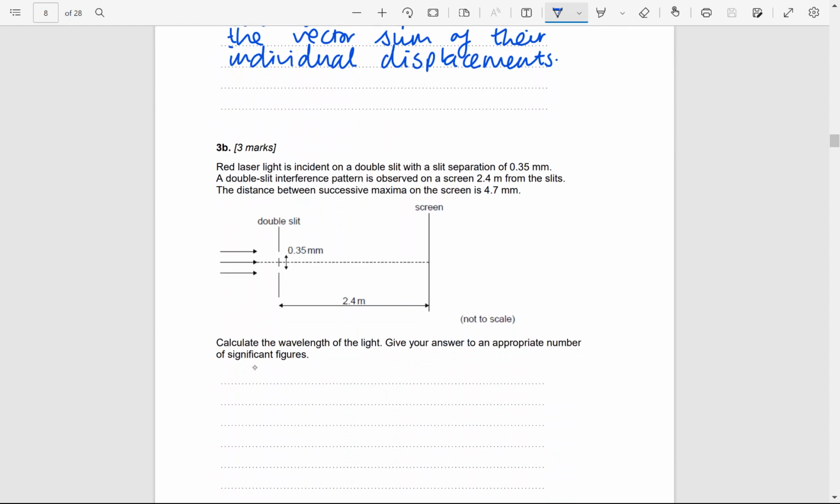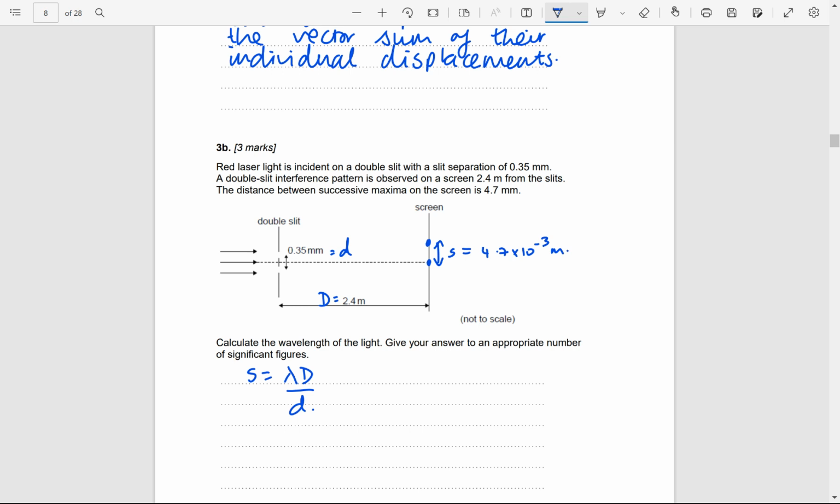3B, we have a double slit. So I'm going to go ahead and note this down. The distance from slit to screen is capital D, and the slit separation is little d. And then the distance between fringes, like here and here, for example, is S. So the distance between successive maxima, kind of fringes if you like, is 4.7 millimeters, it says. So it's 4.7 times 10 to the negative 3 meters.